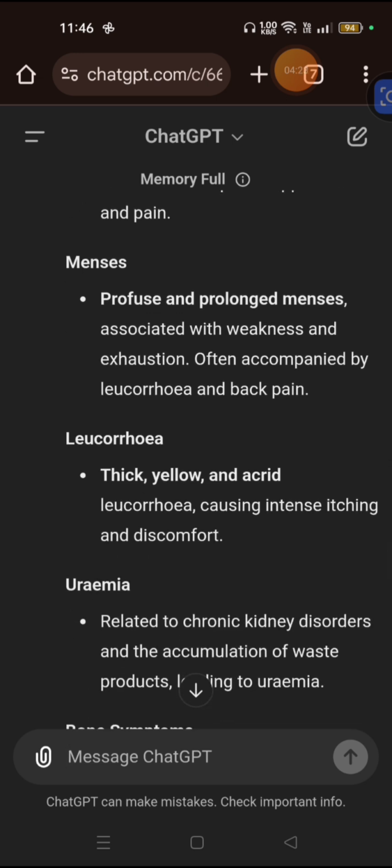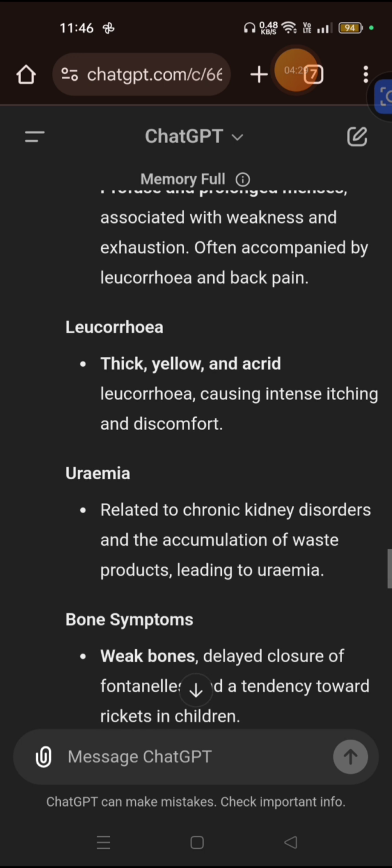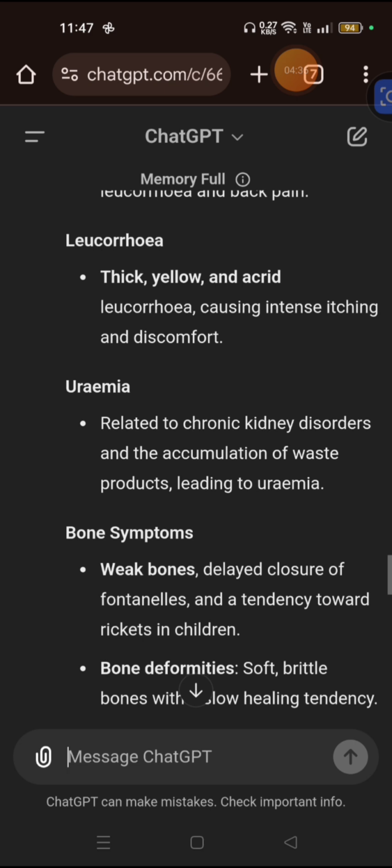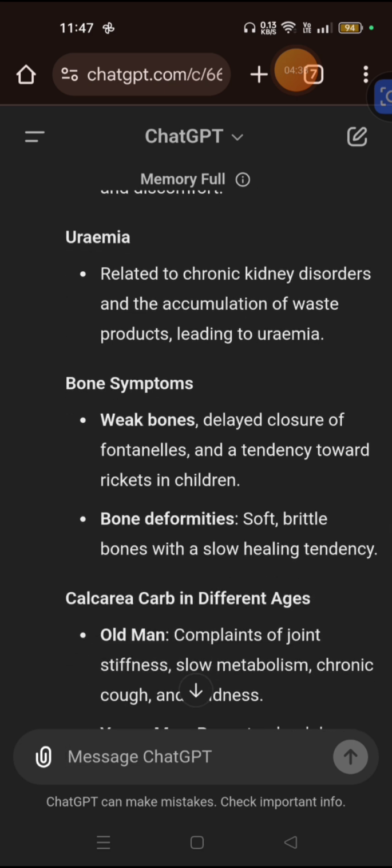Menses, profuse and prolonged menses associated with weakness and exhaustion, accompanied by leukorrhea and back pain. Leukorrhea, thick, yellow, and acrid. Leukorrhea causing intense itching and discomfort. Urinary, related to chronic kidney disorder and the accumulation of waste products leading to uremia.